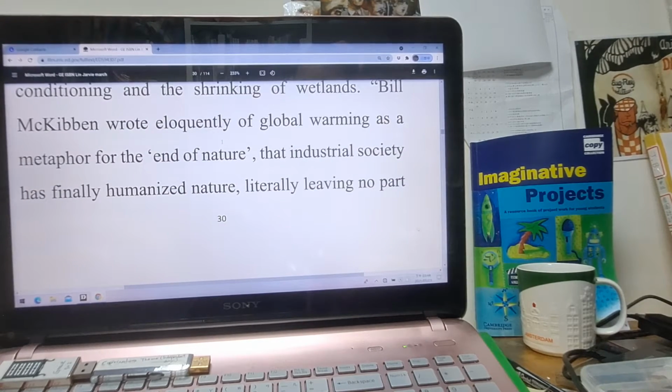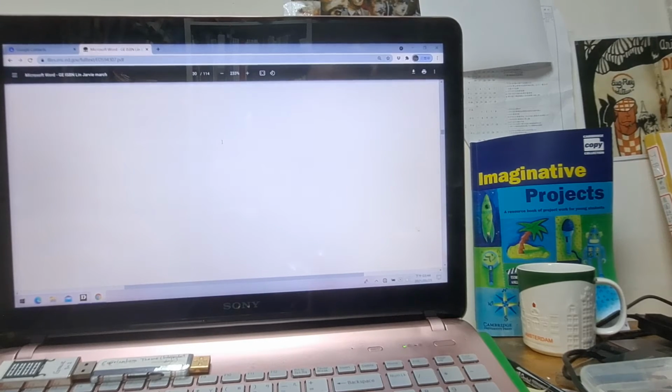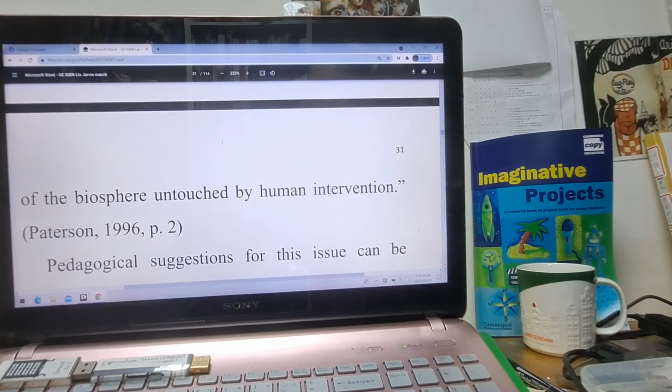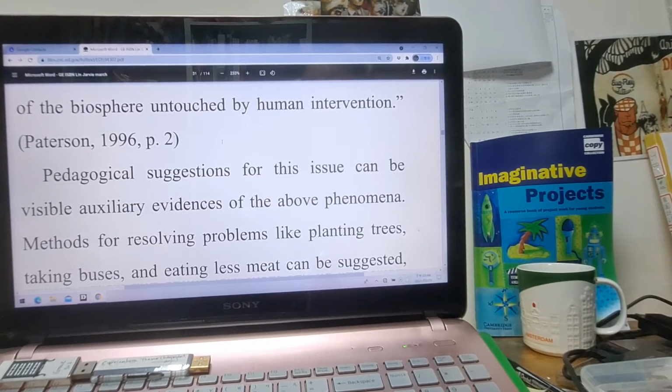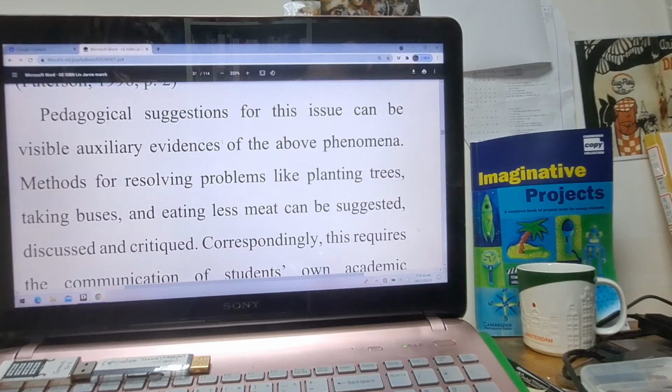Bill McKibben wrote eloquently of global warming as a metaphor for the end of nature, that industrial society has finally humanized nature, literally leaving no part of the biosphere untouched by human intervention.